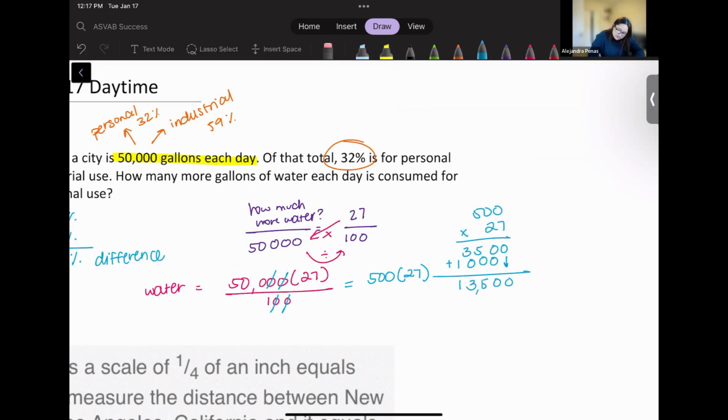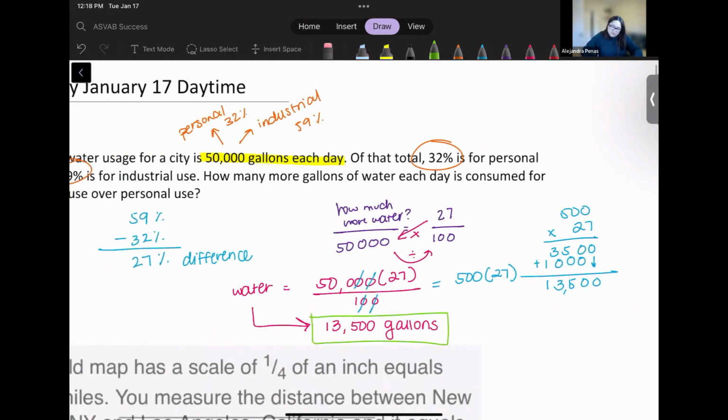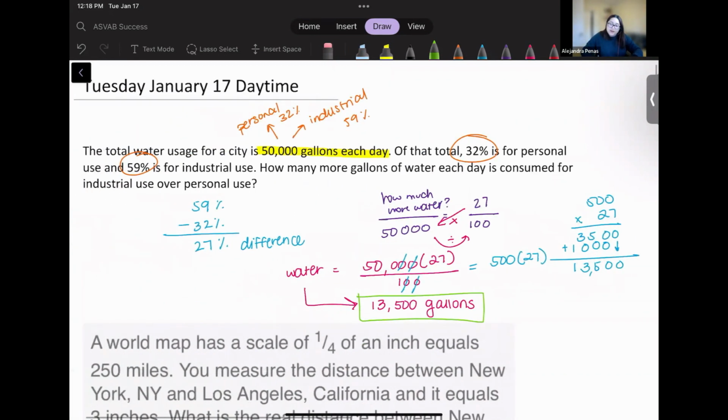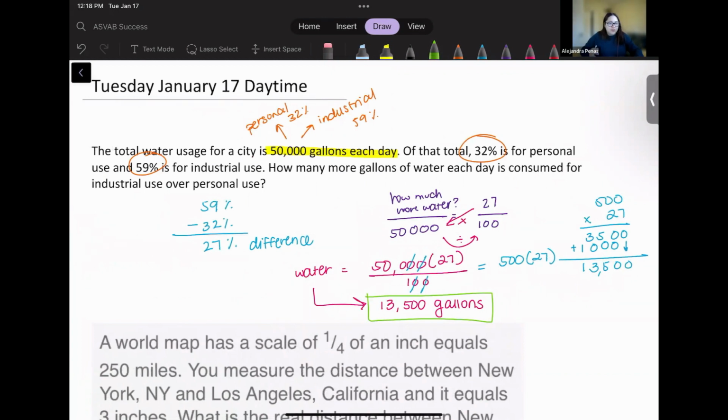So that means that the total amount of water that is being used more for industrial instead of personal is going to equal 13,500 gallons. Are there any questions on this one? Are we okay with it? Are we clear with it?